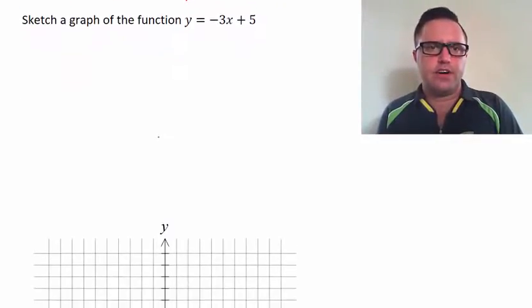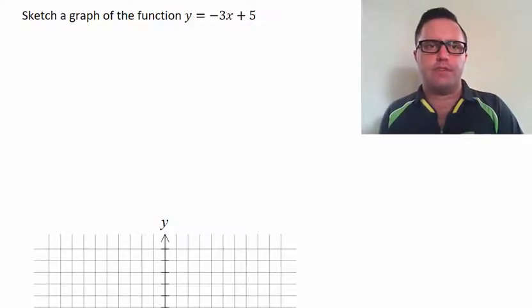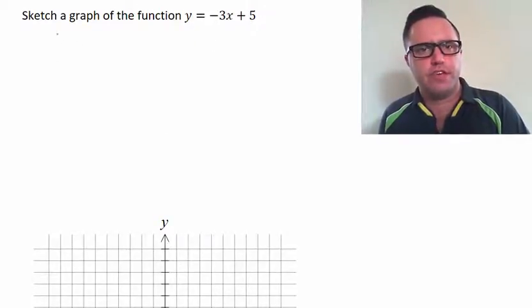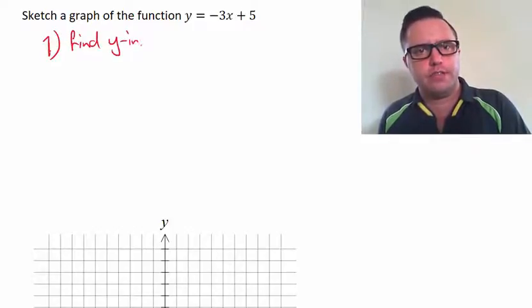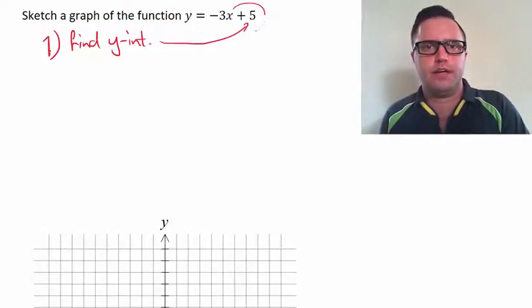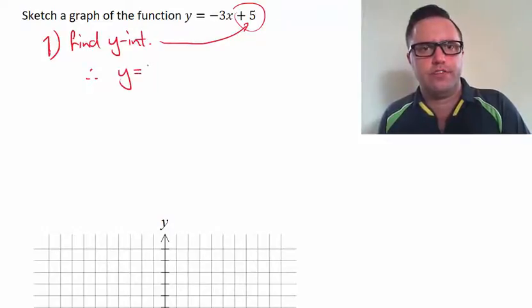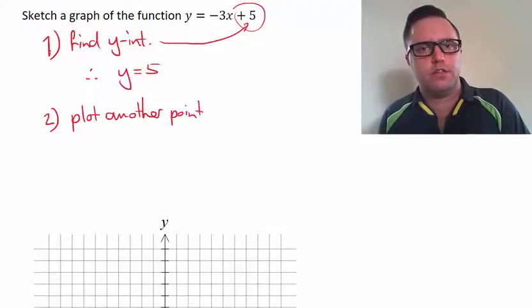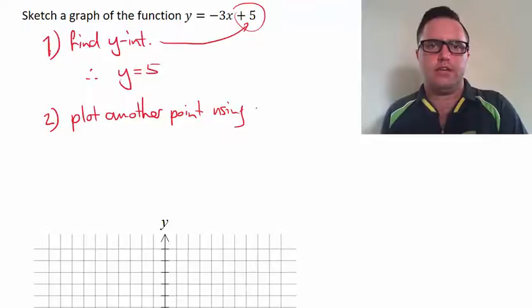And finally, just sketching a graph of the function y equals negative 3x plus 5. So remember, the first thing we need to do here is find the y-intercept. If it's already in this form, that is the c, so that is this part here. Therefore, it's at y equals 5. And then secondly, we plot another point using the gradient.